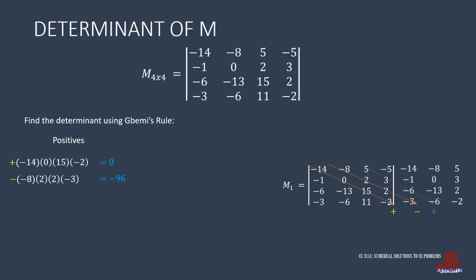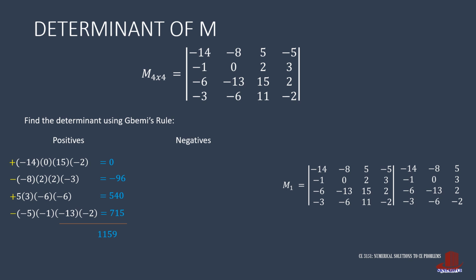The third diagonal has the positive of elements 5, 3, -6, and another -6, giving 540. For the last diagonal, the elements involved are -5, -1, -13, and -2, making 715. So all positives added together give positive 1159.